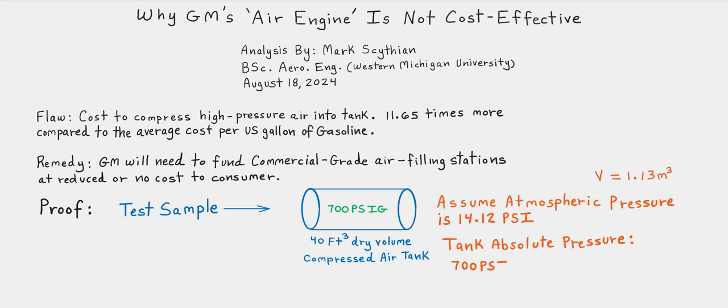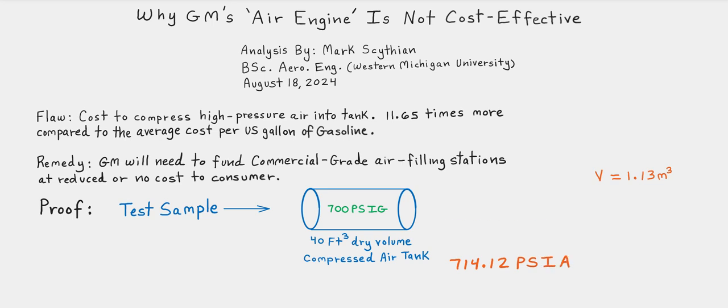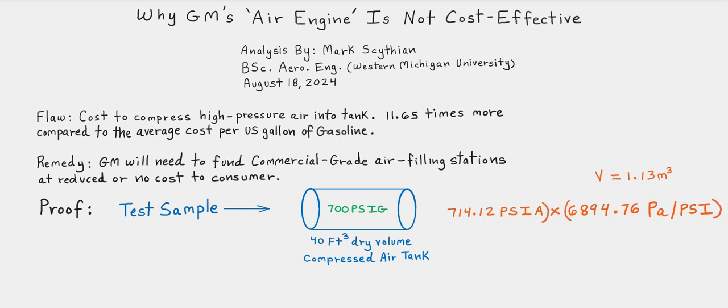So assume that the atmospheric pressure is 14.12 psi at the average elevation above mean sea level of 1100 feet. So when we add the atmospheric pressure to the gauge pressure, we calculate the PSI absolute pressure, which we can convert to pascals, 6894.76 pascals per PSI.